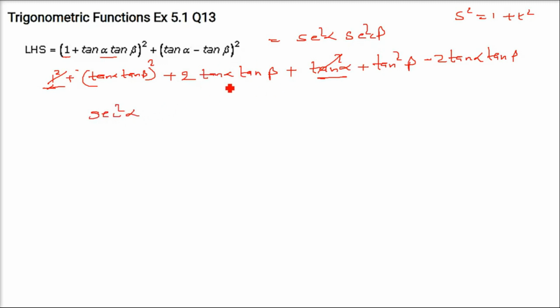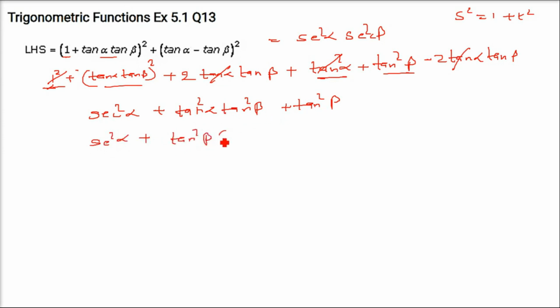right? Now you see this 2 tan alpha tan beta, and this is minus 2 tan alpha tan beta, they are same with the negative sign, so you can cancel it. Now open this. This will be tan square alpha and tan square beta, and this will be tan square beta. Sec square alpha. Now take tan square beta common from here. What do you get? 1 plus tan square alpha. And we know 1 plus tan square alpha is sec square alpha. This will be sec square alpha plus tan square beta, and this will be sec square alpha.